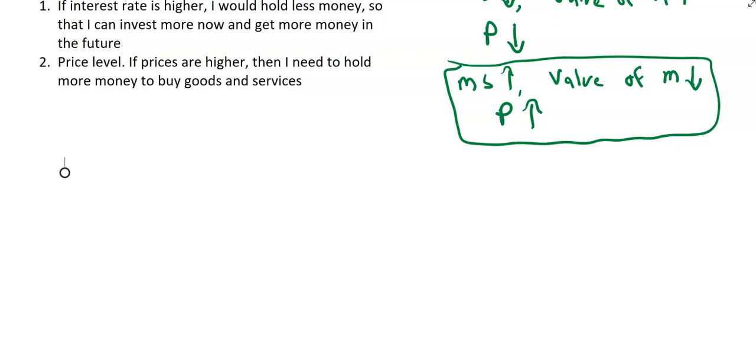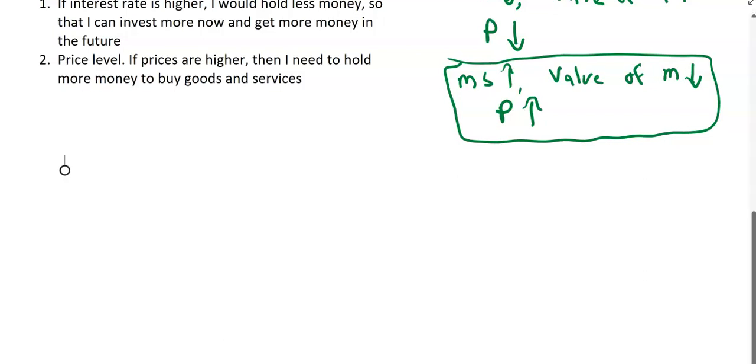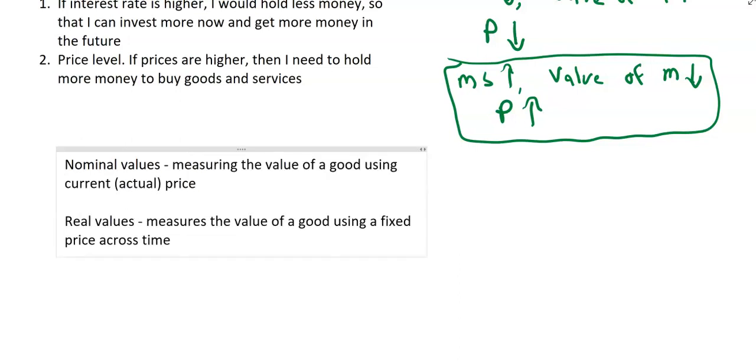However, as we talked about before, there are two ways we can measure goods. One is we have the nominal values, the other is the real values. Nominal values measure the value of a good using the current or actual price of the good, whereas real values fix the price and then measure what the value of that good is across time. So if the price of an apple goes up from $2 to $3, we would say that the nominal value has gone up.